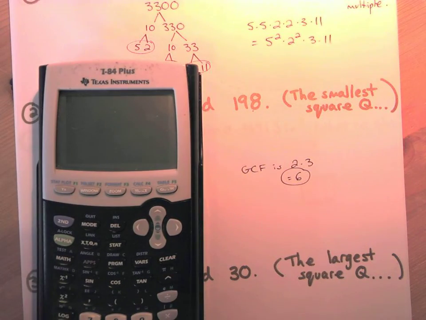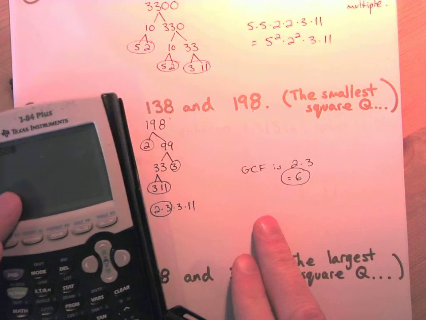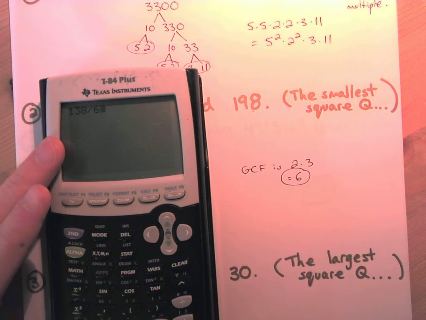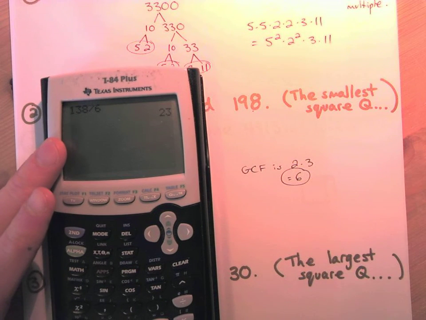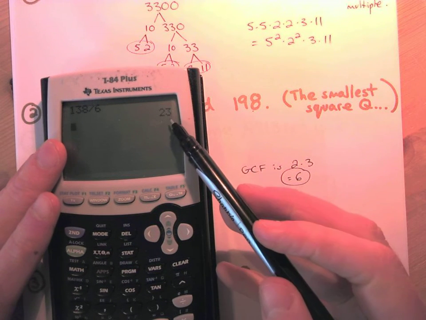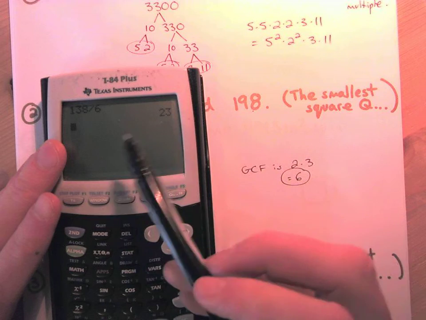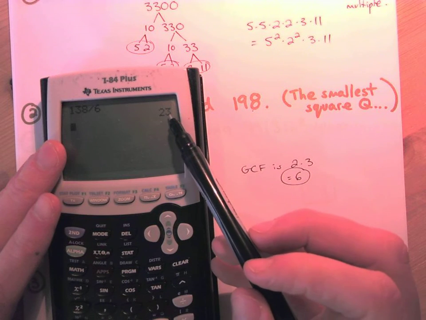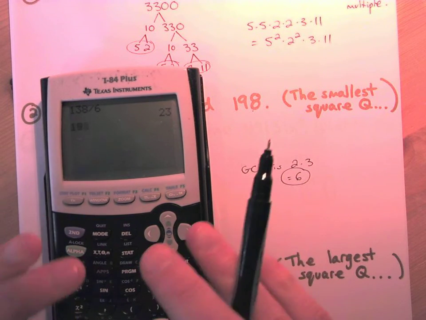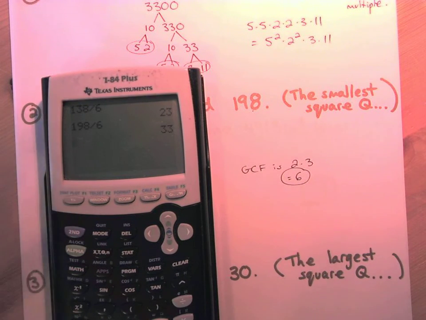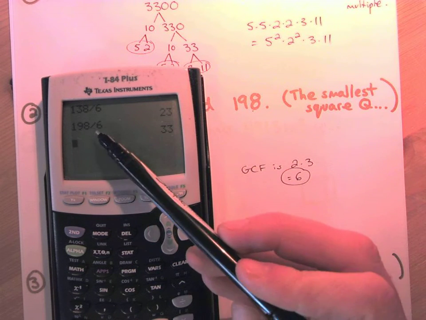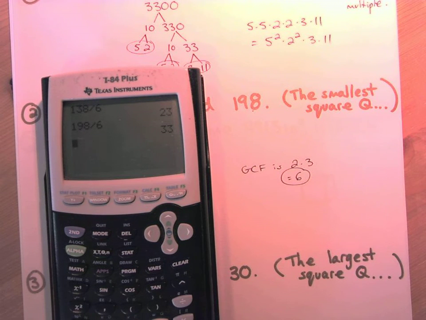138 divided by 6 is 23. See how that's not a decimal number? That means that 6 goes evenly into it. Okay, now let's try 198. Look at that, 198 divided by 6, 33 goes into that as well. So we found out that there's no number bigger than 6 that goes into both of them.